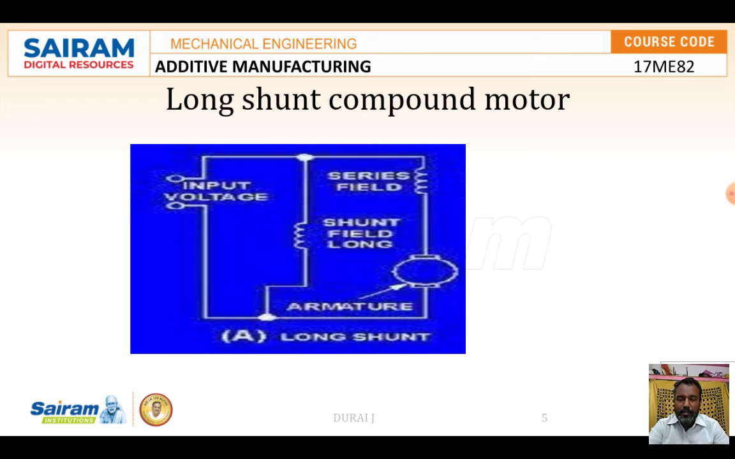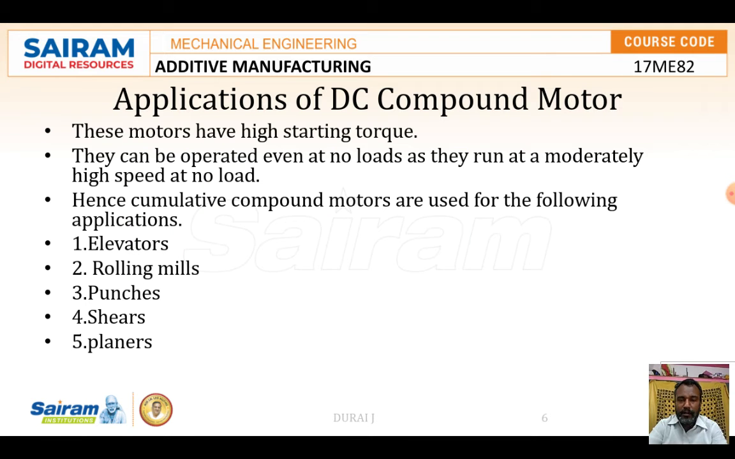Depending upon the polarity of the connection of the shunt field winding, the series field winding and the armature, the long shunt motor is classified into the cumulative compound motor and the differential compound motor. So these are the things about the short shunt and long shunt compound motors.